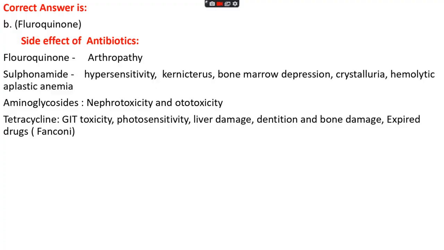Okay. If we see the side effects of some antibiotics, then arthropathy is mainly observed with fluoroquinolone, while in case of sulfonamide, we find hypersensitivity reactions, kernicterus, bone marrow depression, crystalluria, hemolytic and aplastic anemia. Okay. Similarly, in case of aminoglycosides, nephrotoxicity and ototoxicity are observed. Okay. In case of tetracycline, there is gastrointestinal tract toxicity, photosensitivity reactions, liver damage, discoloration of teeth and bone damage. And in case we give expired tetracycline drugs, then we can see Fanconi syndrome.